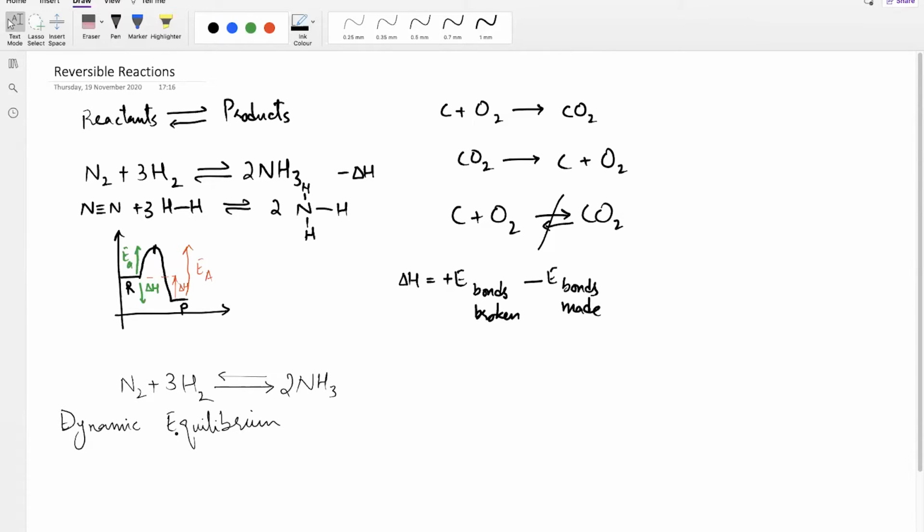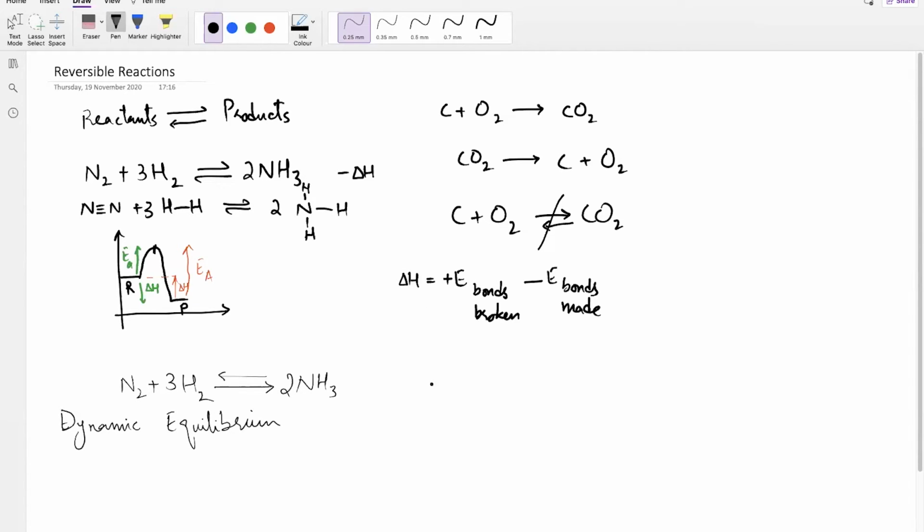So it's not to say that only two of ammonia is being made and four of the reactants are being made. I'm saying that the speed at which ammonia is made is the same speed at which ammonia decomposes to make nitrogen and hydrogen. So what happens? The overall amount of reactants and products does not change. They don't have to be equal, but it does not change.